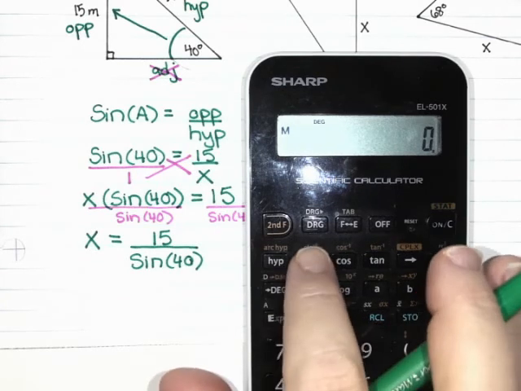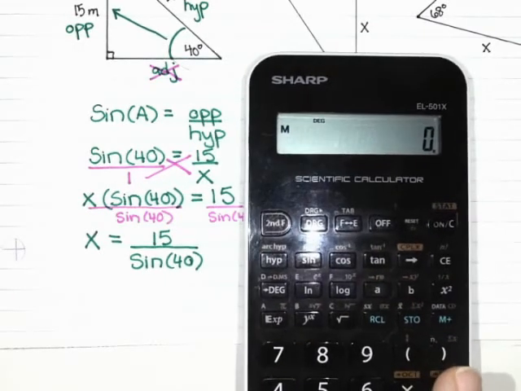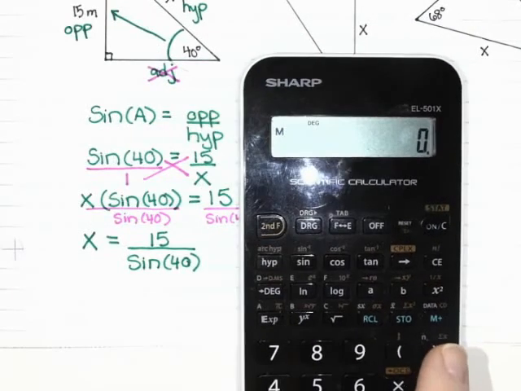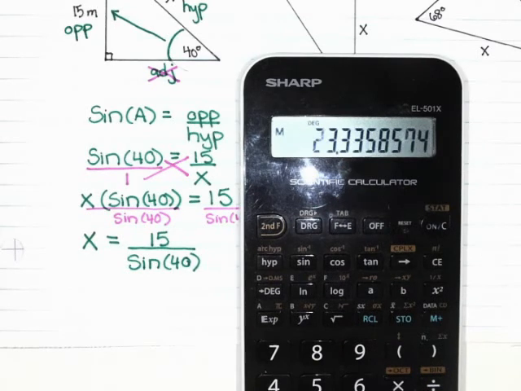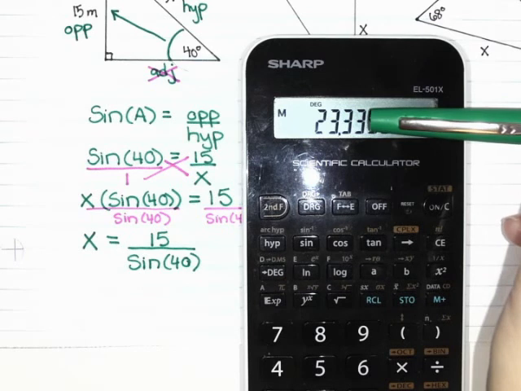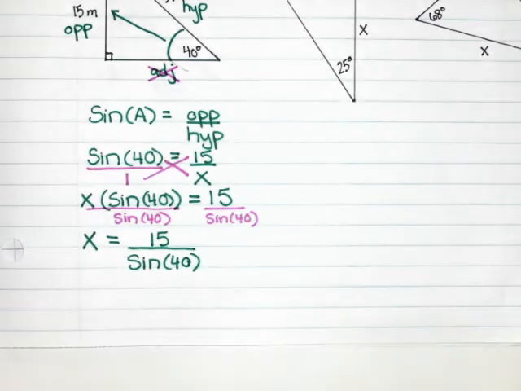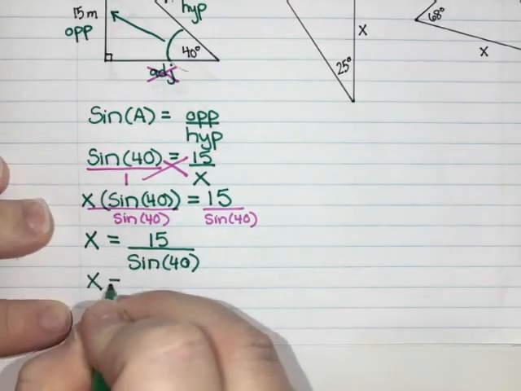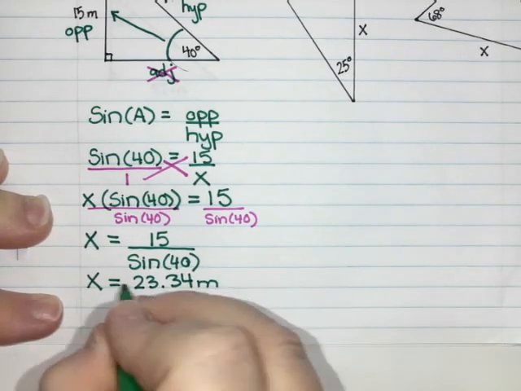But on my calculator, when I press sine, the word sine does not show up. So I am first just going to quickly check, am I in degrees? Yes, I am. So I'm going to do 15 divided by, and then I have to do 40 sine equals. So I've got 23.33, and then the next number is a 5, which means that's going to push this up to a 3, 4. So it's going to be 23.34. So x equals 23.34 meters.